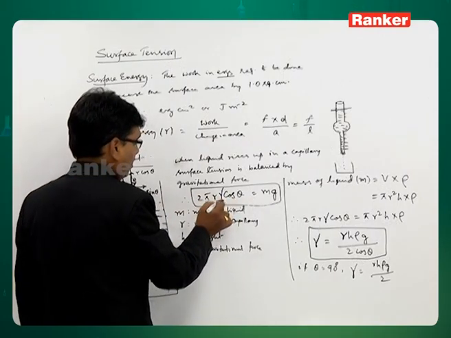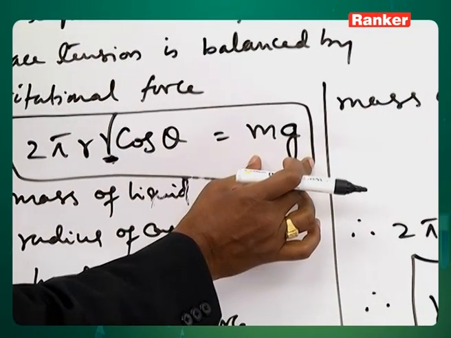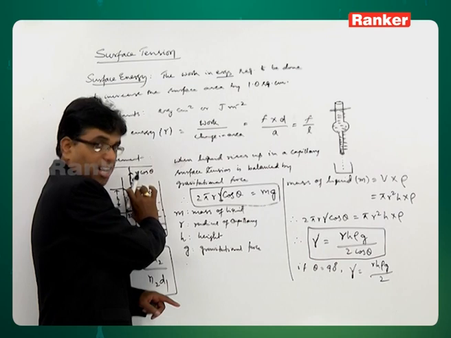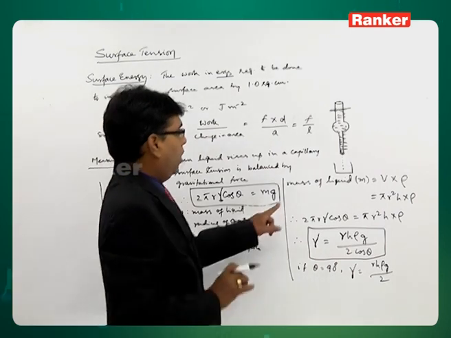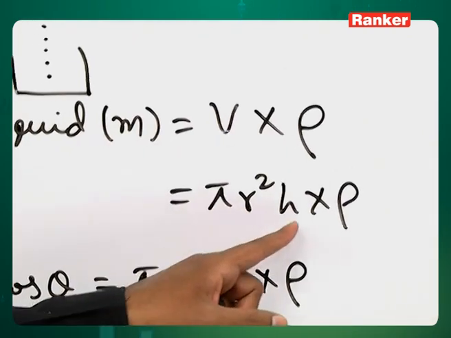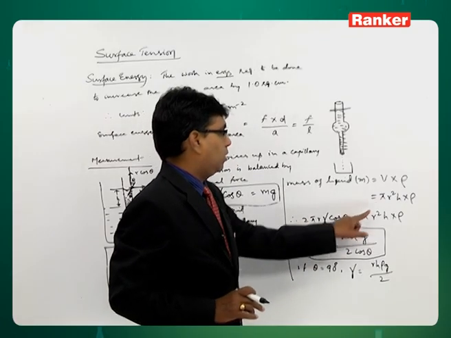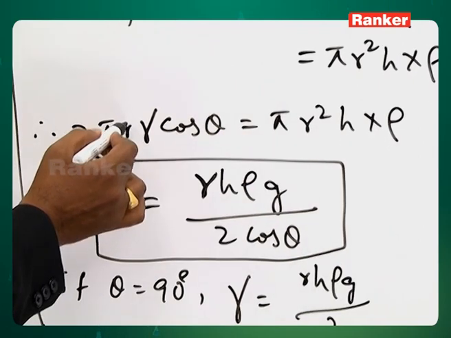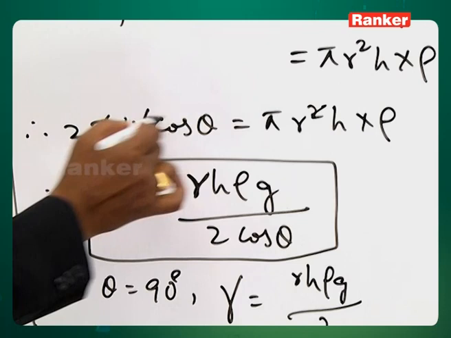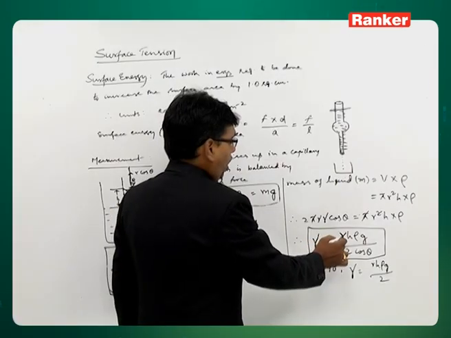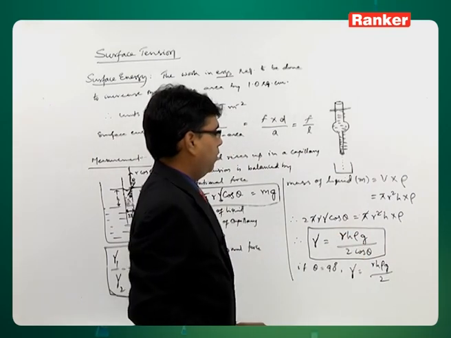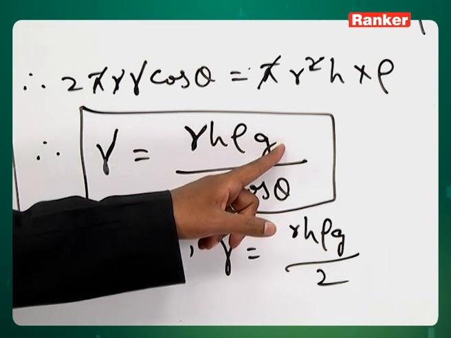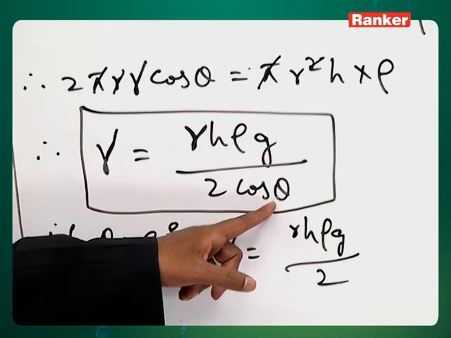Then 2 pi r gamma cos theta, where gamma is the surface tension, is equal to the gravitational force mg. Here m is the mass of the liquid, r is the radius of the capillary, h is the height to which the liquid is raised, and g is the gravitational acceleration. Mass of the liquid is equal to volume into density, so it is pi r square h into d. Now 2 pi r gamma cos theta is equal to pi r square h d g. Therefore, the surface tension gamma is equal to r h d g by 2 cos theta, where r is the radius of the capillary, h the height to which the liquid is raised, d the density, g the gravitational acceleration, and theta the angle at which the force is applied.